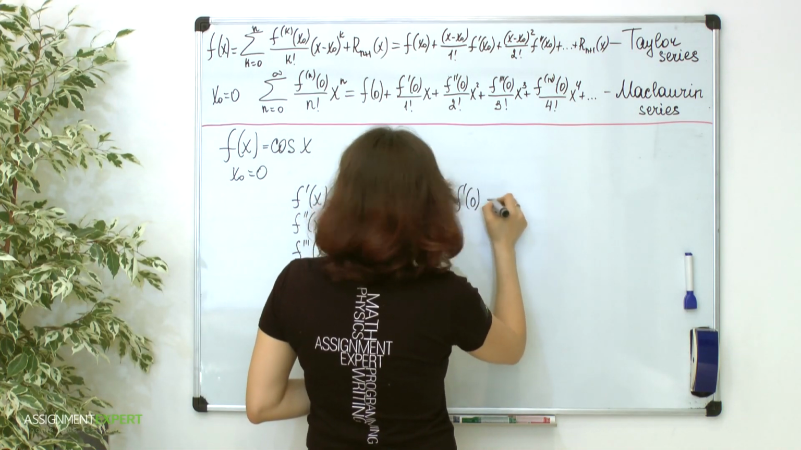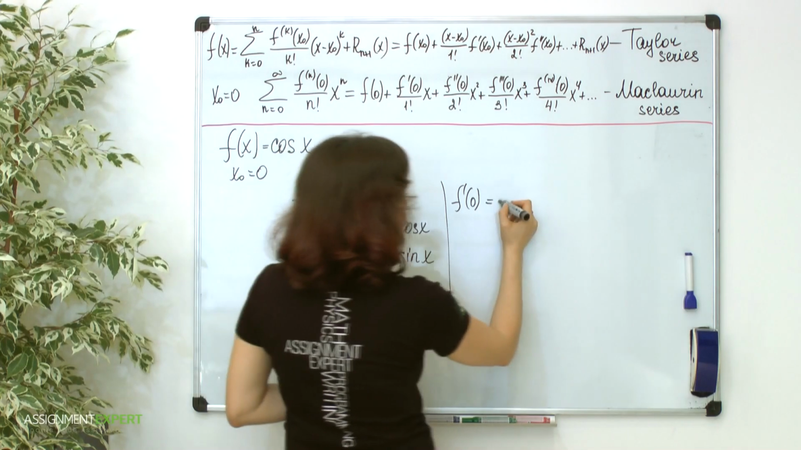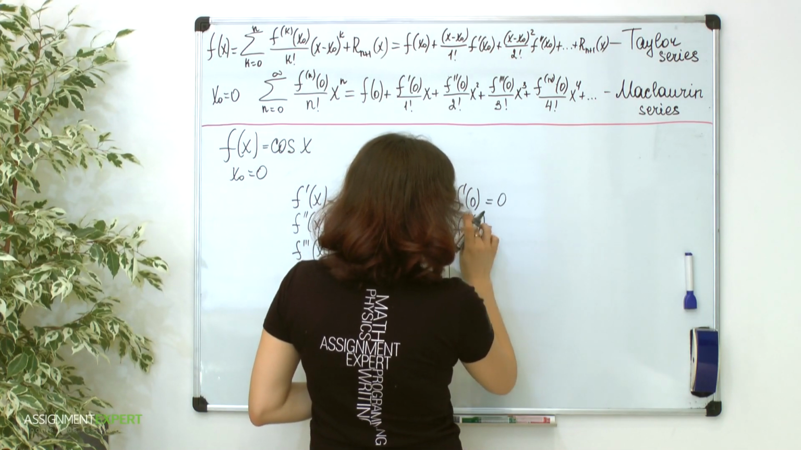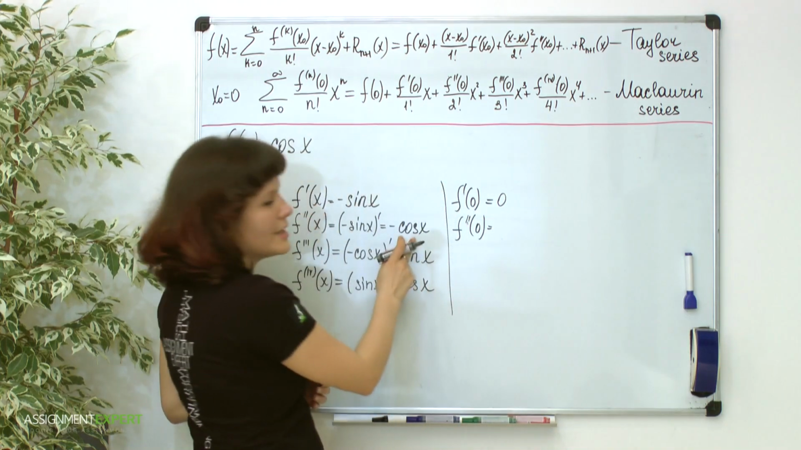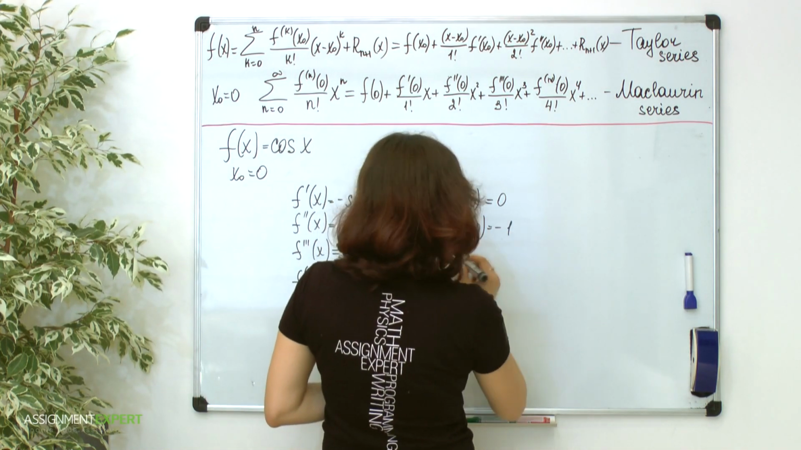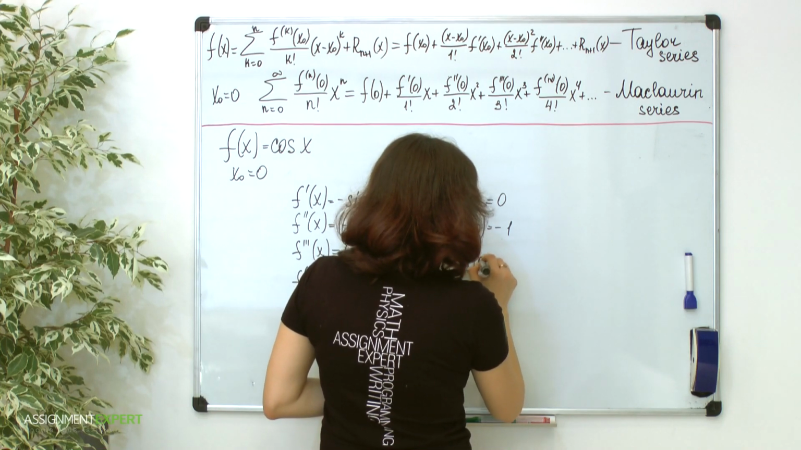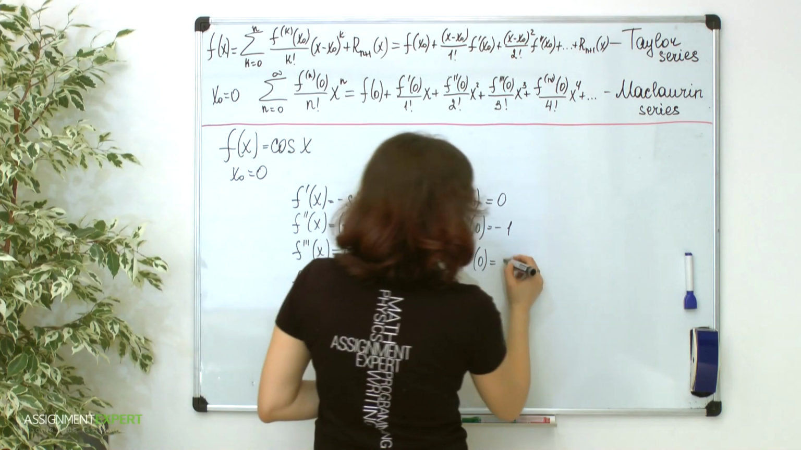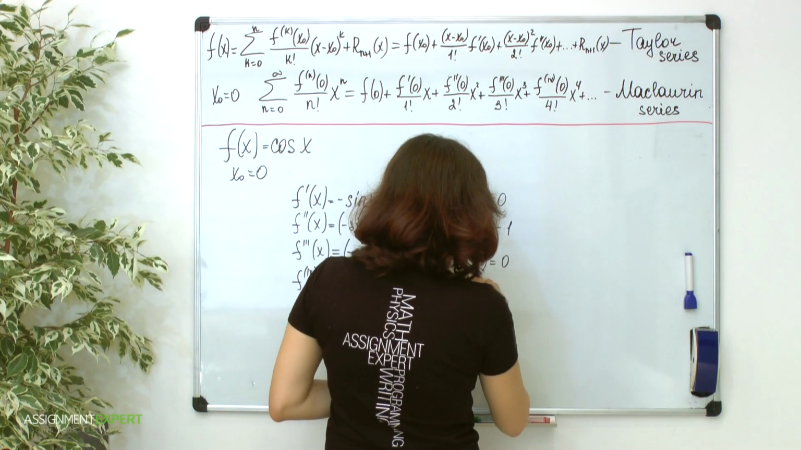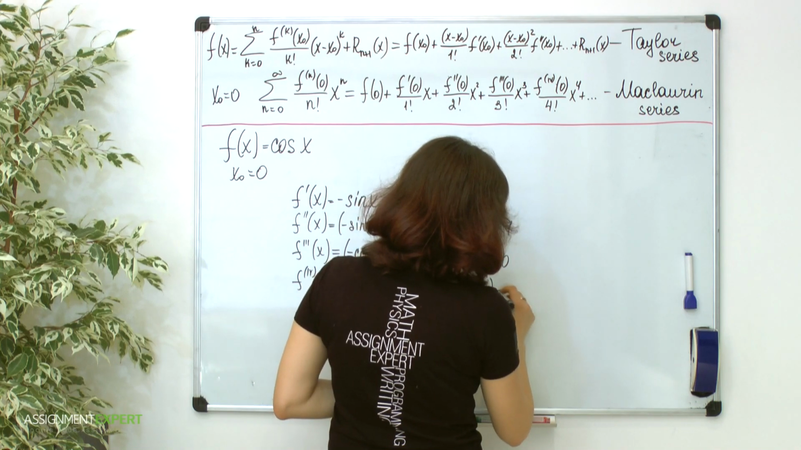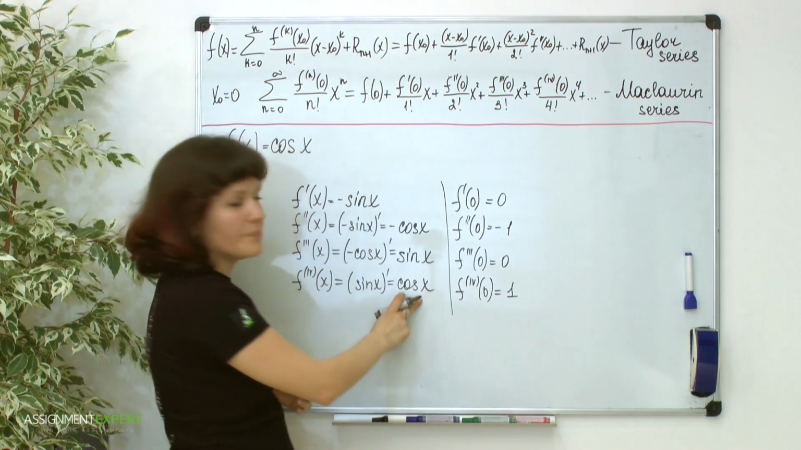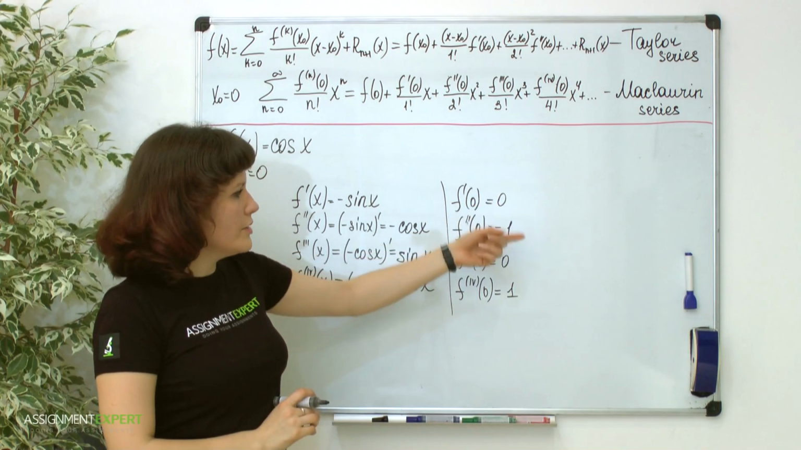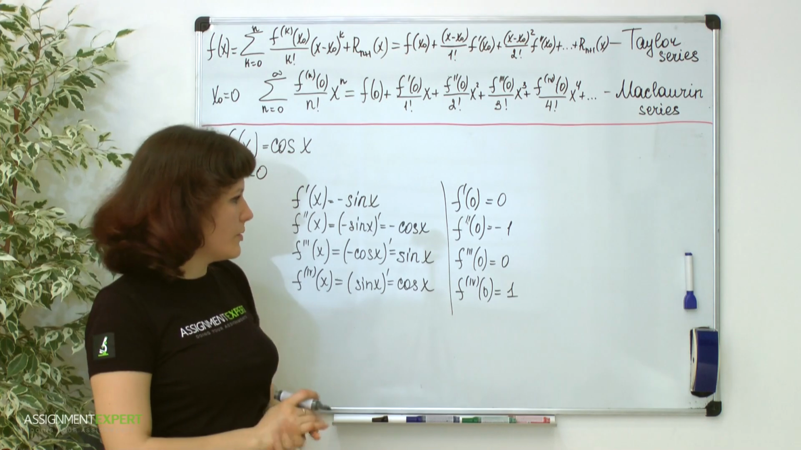F prime of 0 equals 0. F double prime of 0 equals negative 1. The third derivative of our function at the point 0 equals 0 again. And the fourth derivative of f of 0 equals 1. So, we have values of derivatives in the following sequence: 0, negative 1, 0, 1, and so on.